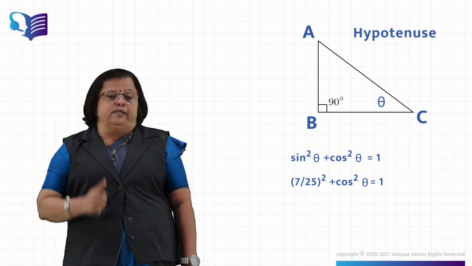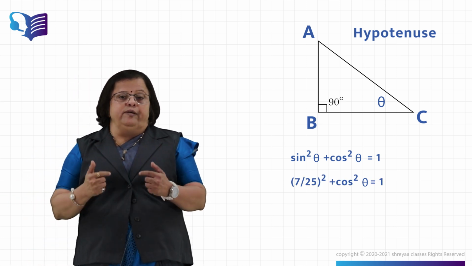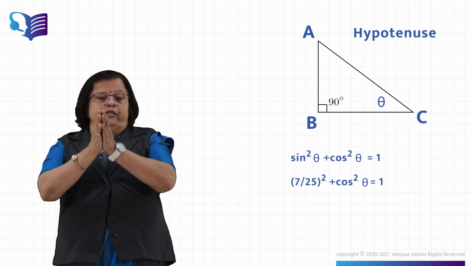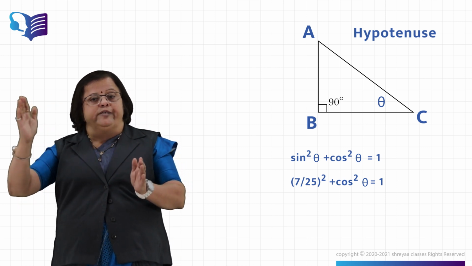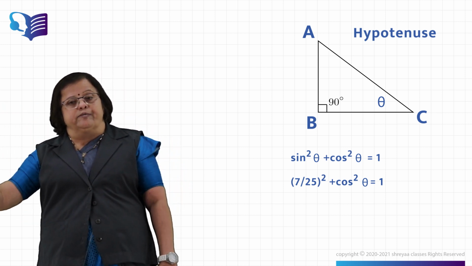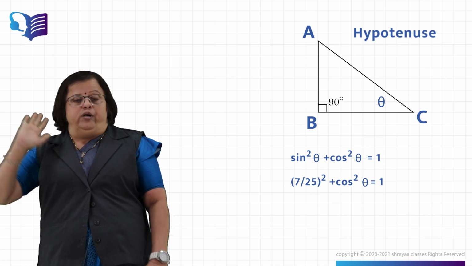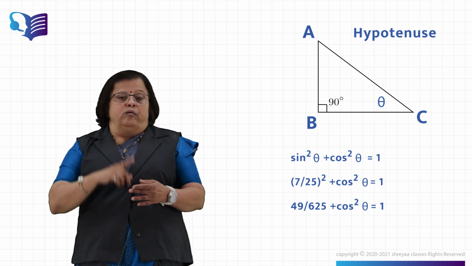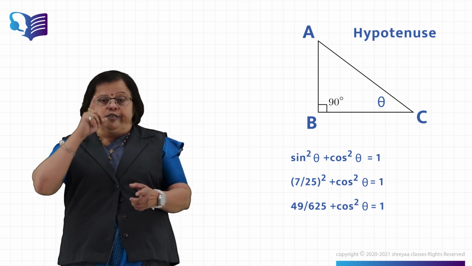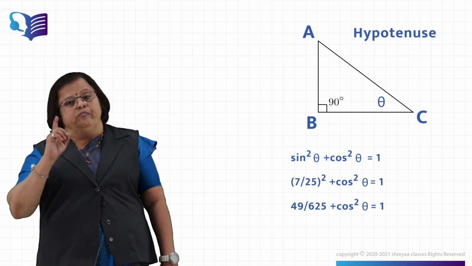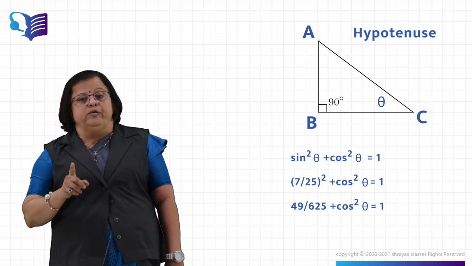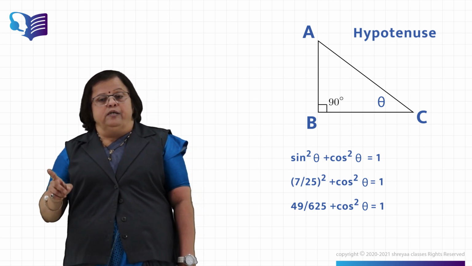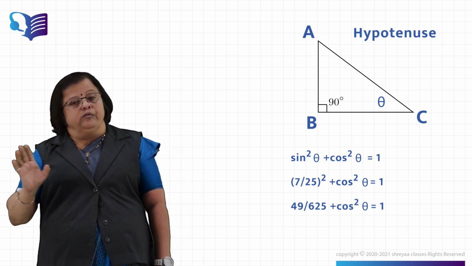What is the value of sin theta given? 7 upon 25. So write it down in place of sin square theta. So it will be (7 upon 25) whole square plus cos square theta is equal to 1. What is the square of 7? It is 49, correct. What is the square of 25? It is 625. Remember children, when you are in 10th standard, you have to remember the squares up to 30.